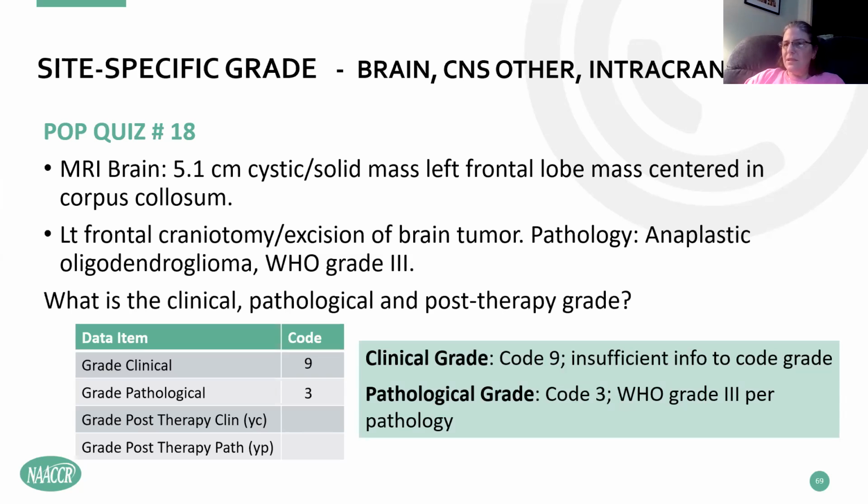After the surgical resection, we find out what we're dealing with, and it has a default grade of 3. You do not go back and change the clinical grade to a 3 because you did not know what you were dealing with in the clinical time frame. So even though this particular histology has a default grade, you still do not change your clinical grade based on the surgical findings.